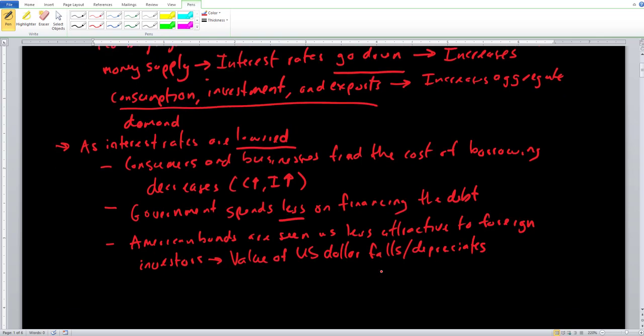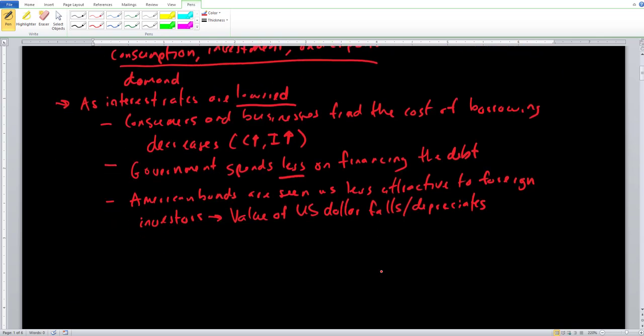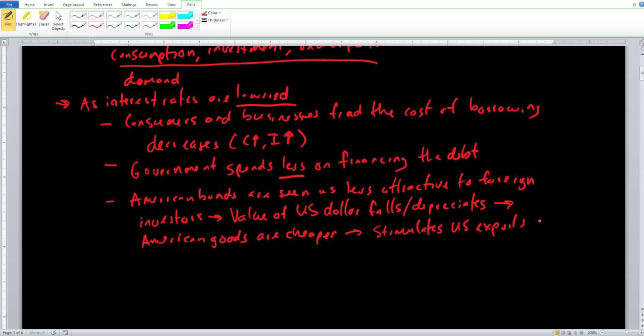But as the US dollar depreciates, that tells us that American goods are actually a lot cheaper. And if American goods are cheaper, what does that do? It bodes very, very well for our export industries because people are going to go ahead and want to buy a lot more American goods. So as American goods are cheaper, it stimulates US exports and reduces US imports.